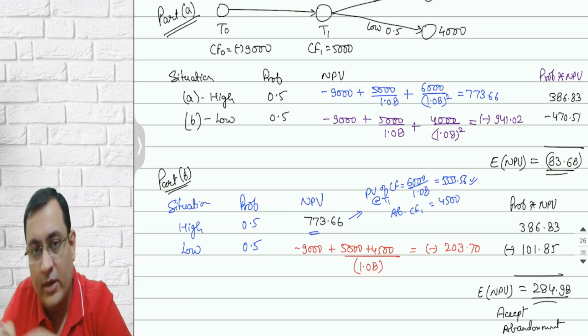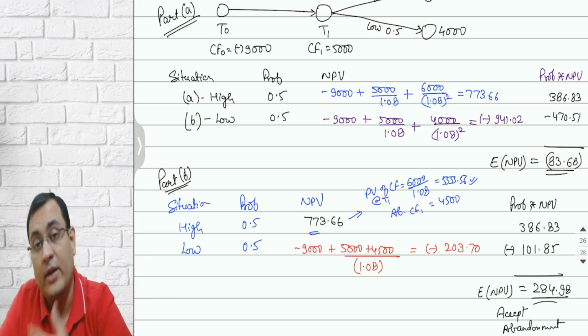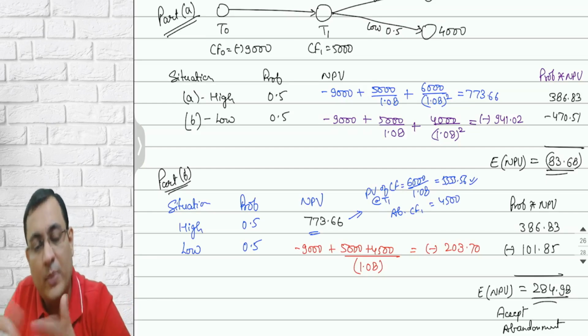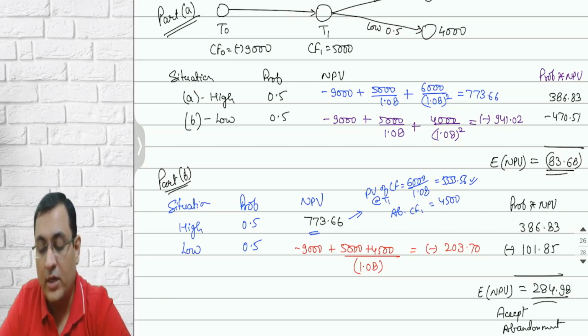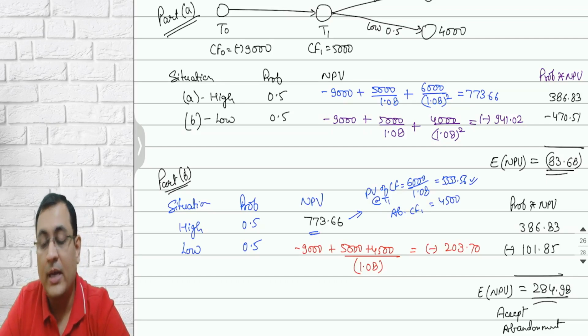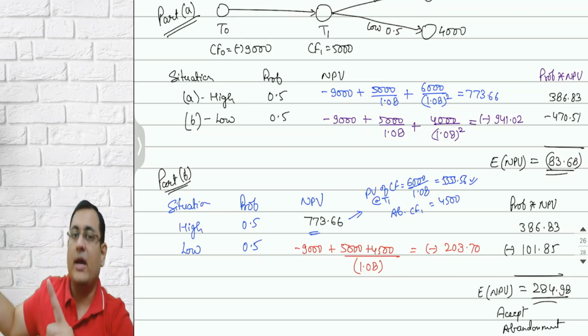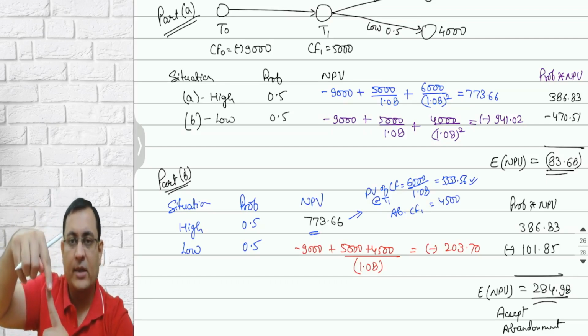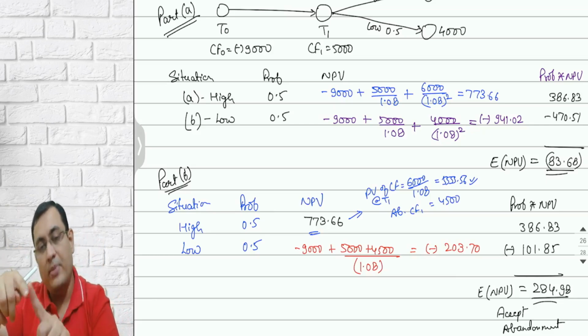That calculation we have already done. In the second case, we need not do this because the future cash flow itself is lower than the abandonment cash flow which is coming at T1. So it's better to abandon the project. So for the first, of course, we should be doing one more additional step before going for the 773 NPV. That is, we should be comparing the present value of future cash flows at T1 versus the cash flow of abandonment at T1.